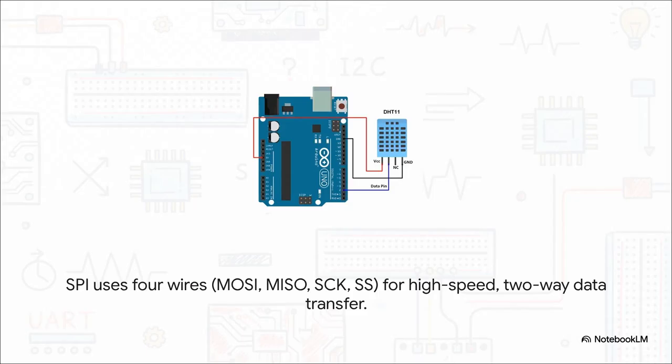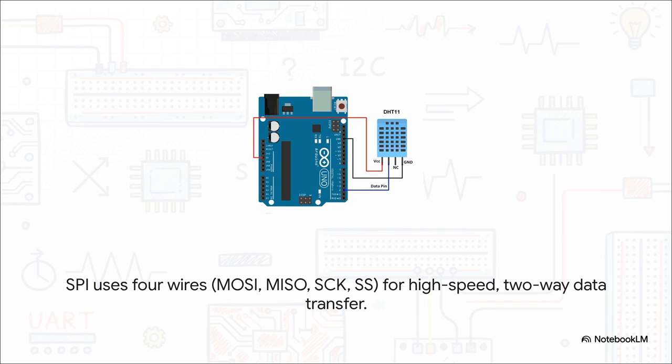To pull off that full duplex speed, SPI usually uses 4 wires. Now, I should point out, the sensor in this picture actually uses its own unique single-wire protocol, which just goes to show you how many different methods are out there. But if we were connecting a standard SPI device, we'd use these 4 lines.